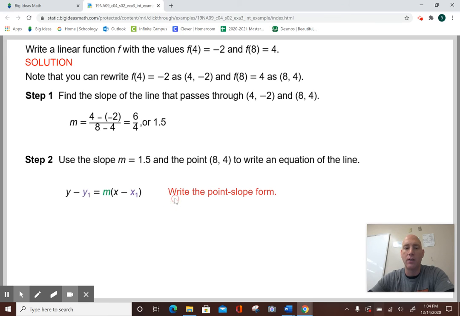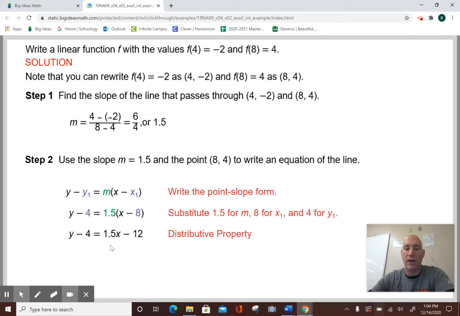It doesn't matter. So now we plug in y minus y1, so y minus 4 equals our slope times x minus x1, which is x minus 8. Okay? Now, same rules apply. Distribute: 1.5x, and then 1.5 times negative 8 is negative 12. Now get the y by itself by adding 4 to both sides, and you end up with 1.5x minus 8.